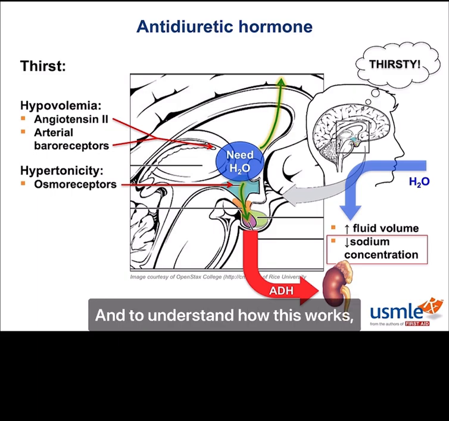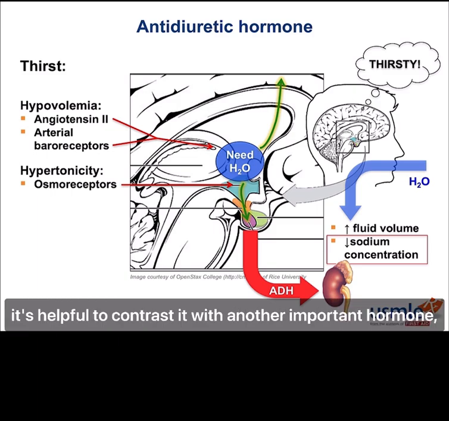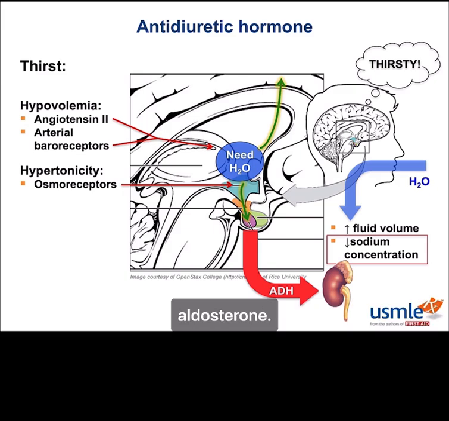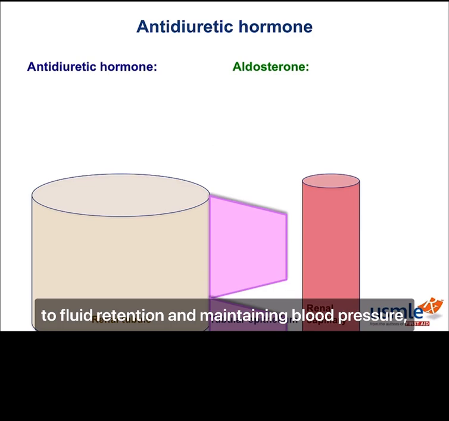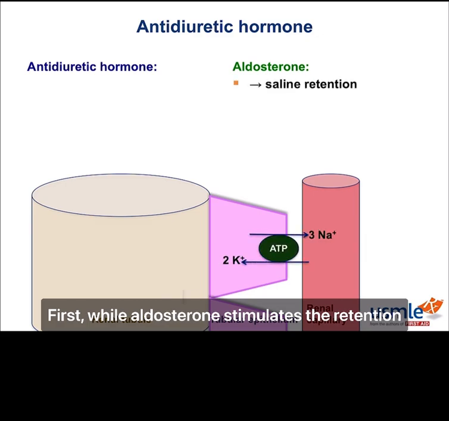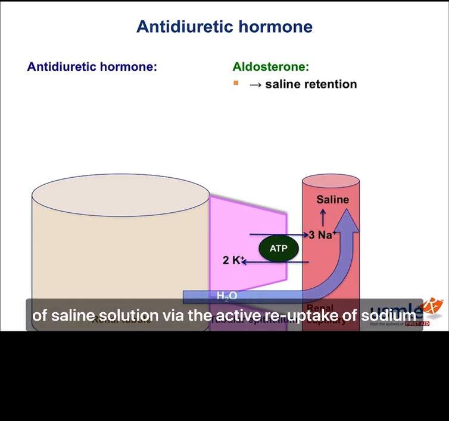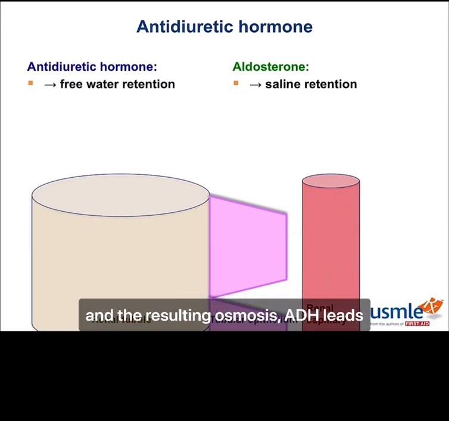And to understand how this works, it's helpful to contrast it with another important hormone, aldosterone. Both aldosterone and ADH are important when it comes to fluid retention and maintaining blood pressure, so it's particularly important not to mix these up. First, while aldosterone stimulates the retention of saline solution via the active reuptake of sodium and the resulting osmosis, ADH leads to the retention of free water.